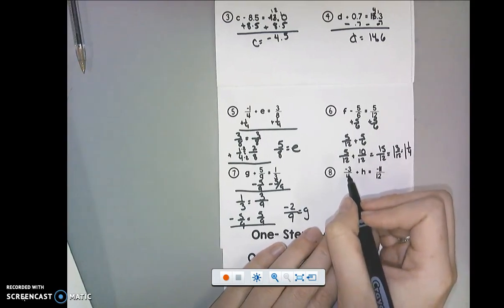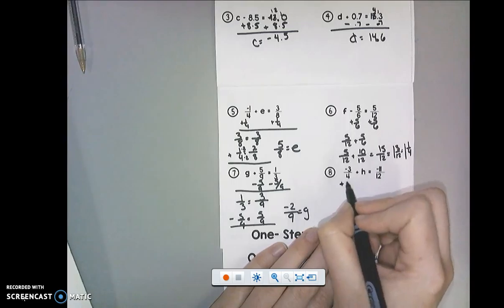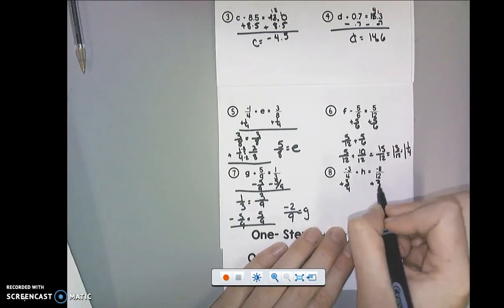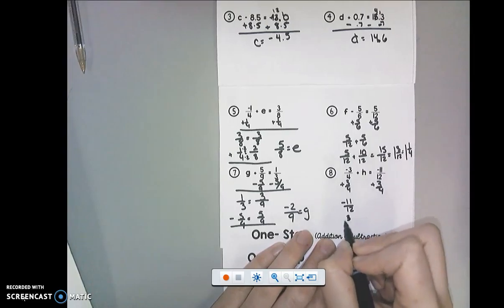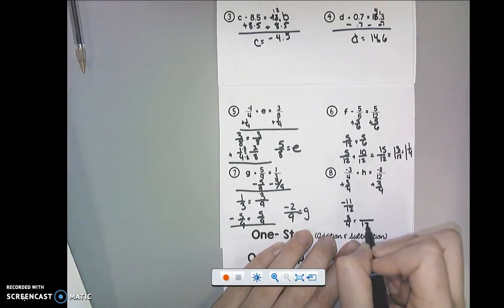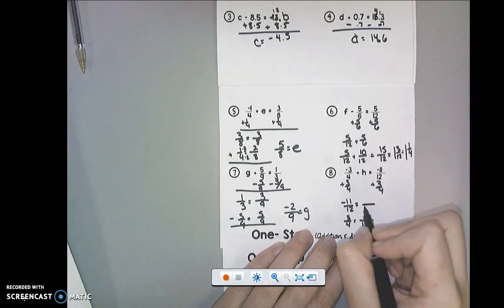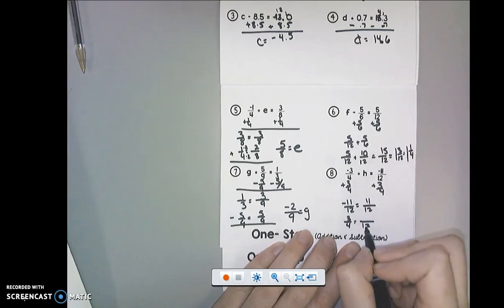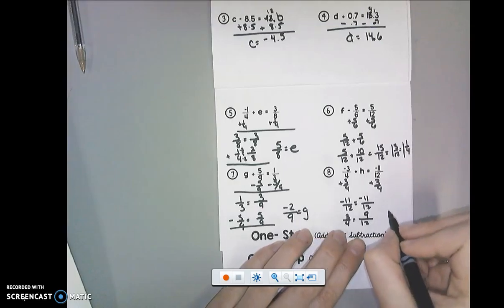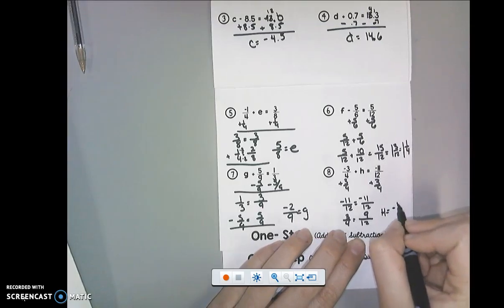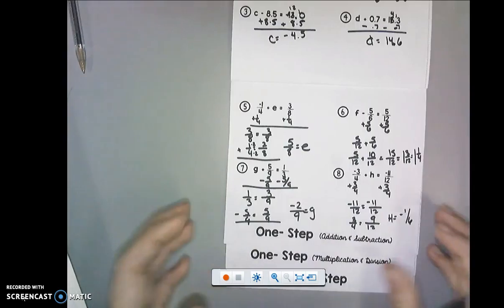And so we have to move this over, so negative 3/4, so we want to add 3/4. So I have negative 11/12 and 3/4. Common denominator should be 12. 4 times 3, 3 times 3 is 9. Negative 11 plus 9 equals H, to equal negative 2/12, or negative 1/6.